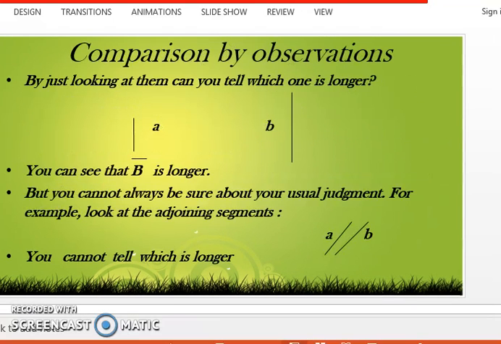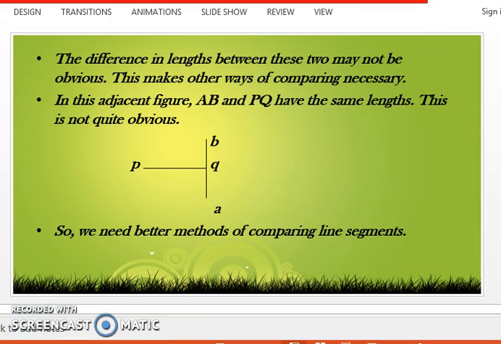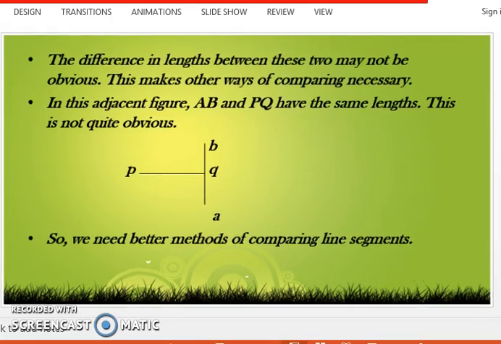We can make a comparison by observation. By just looking at them, you can tell which one is longer. For example, in this figure, we can say that line B is longer. But you cannot always be sure about your usual judgments. For example, in the adjoining segments, it is very difficult to tell which one is longer or which one is smaller. The difference in the length between these two may not be obvious. Therefore, we need another way of making comparison. So we need a better method of comparing line segments.